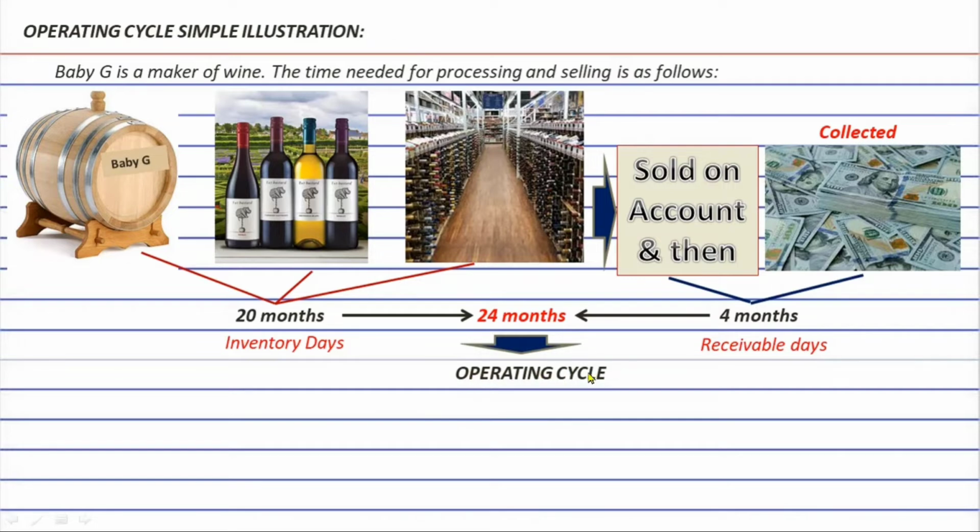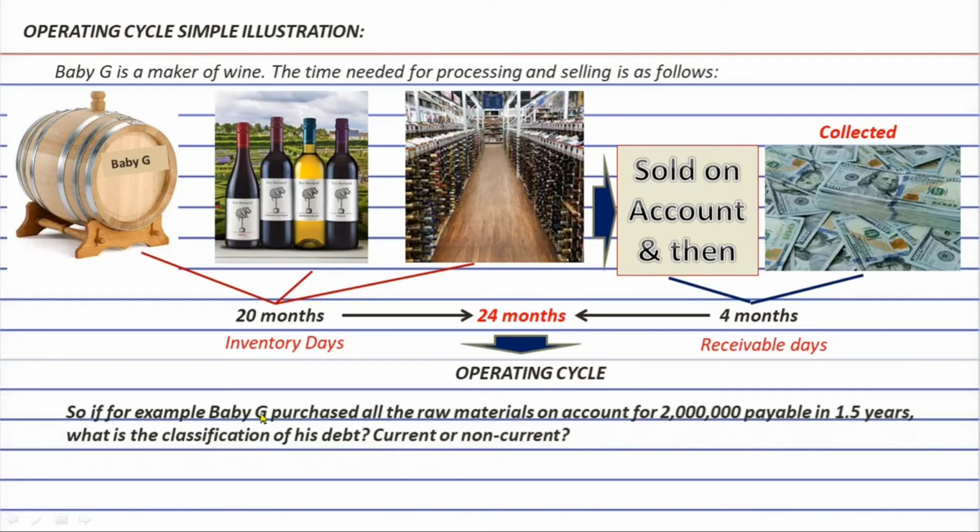Now, it's time to apply the concept that liabilities and assets related to operations are classified as current if they are to be settled or converted into cash within 1 year or the operating cycle, whichever is longer. So, for example, if Baby G purchased all the raw materials on account for 2 million, payable or scheduled to be settled in 1.5 years, what is the classification of Baby G's debt? Current or non-current? The answer is current.